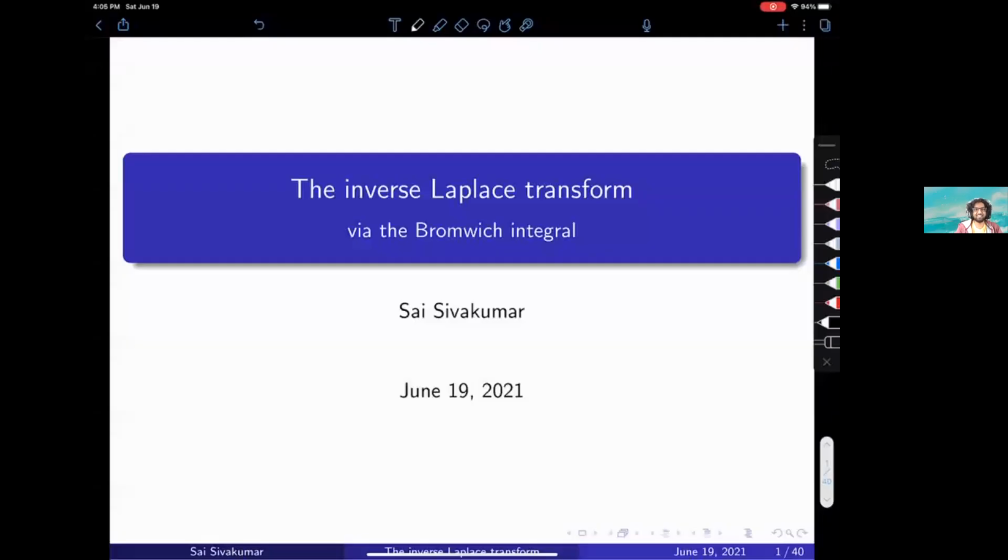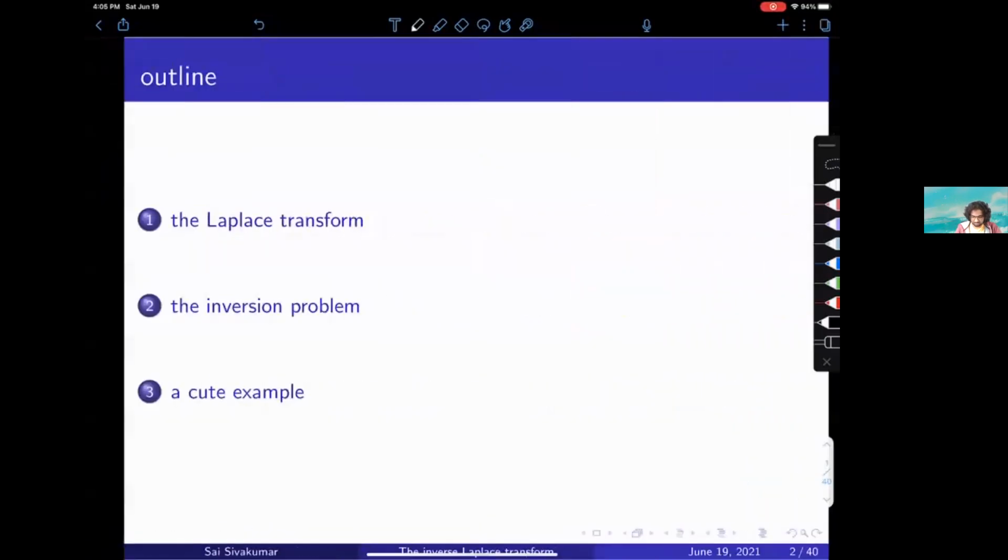Hi. Today it's almost a show and tell for the inverse Laplace transform, and the short of everything is that instead of using the table, there's actually an integral you can compute to get the inverse Laplace transform if you're given a function which is the Laplace transform of some nice real valued function. So let's get started.